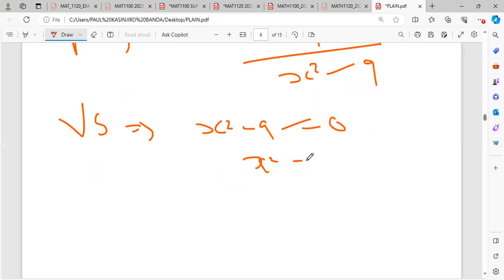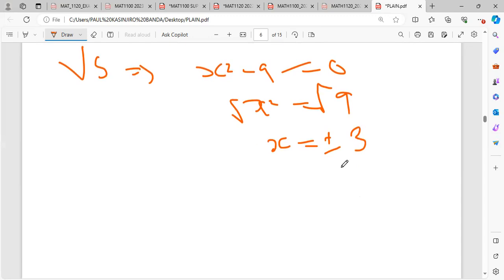Then it means we have x squared is equals to 9. Okay, square root this side, and then again square root that side, means our x will be equals to plus or minus 3. Okay, so meaning we have two vertical asymptotes there, one at minus 3, and then the other one at positive 3. Okay, then after finding the vertical asymptote, we find the horizontal asymptote.